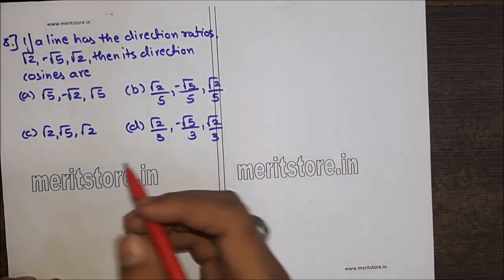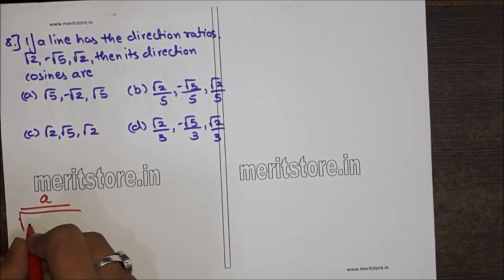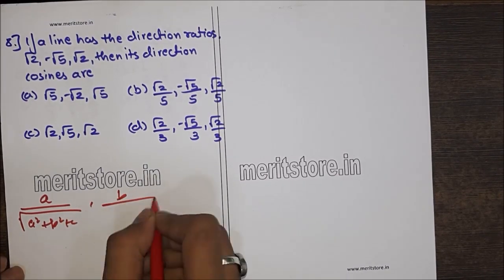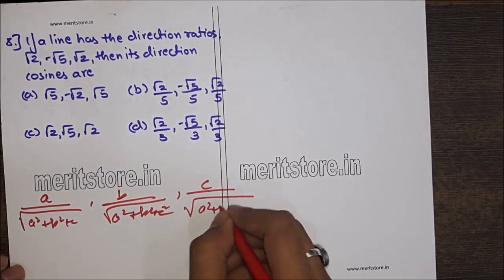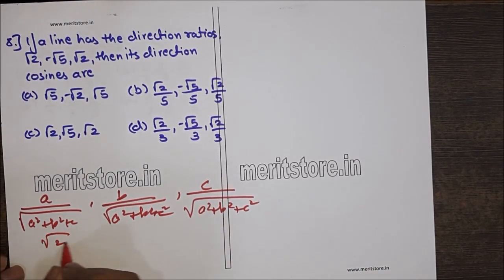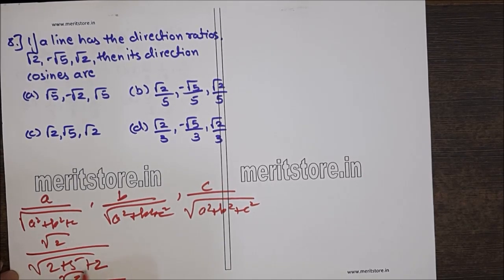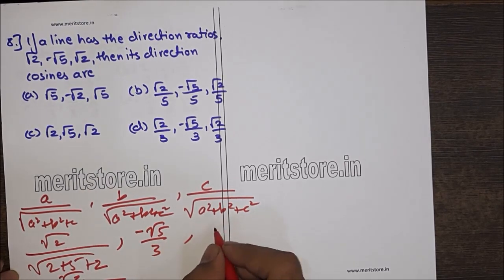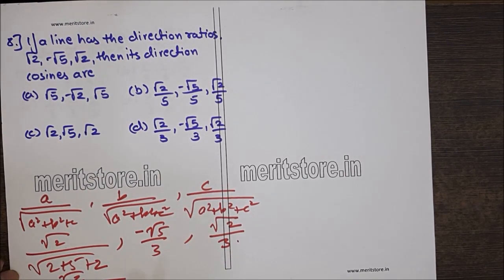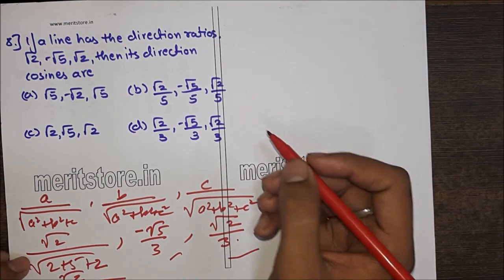So let the direction ratios be a, b and c. We know that the direction cosines are given by the formula a by root of a square plus b square plus c square, similarly for b and for c as well. Now simply substitute these values. Here we get root 2 by root of 2 plus 5 plus 2, so the denominator is 3. So we get the values root 2 by 3, minus root 5 by 3 and root 2 by 3. So our correct answer is option D.